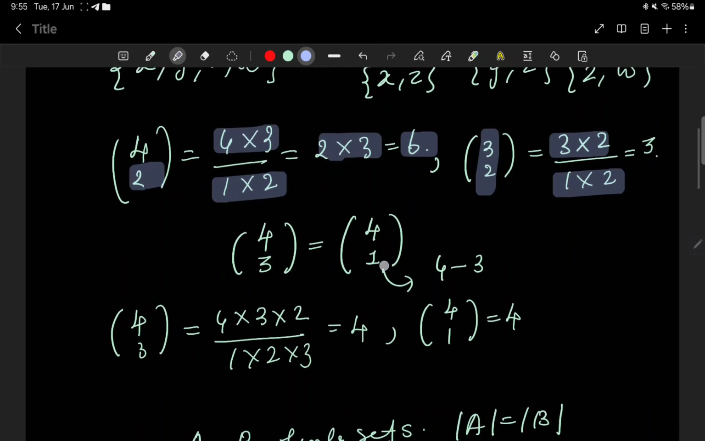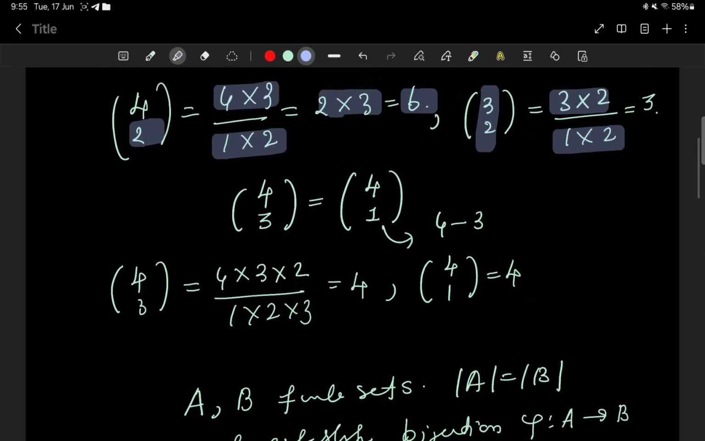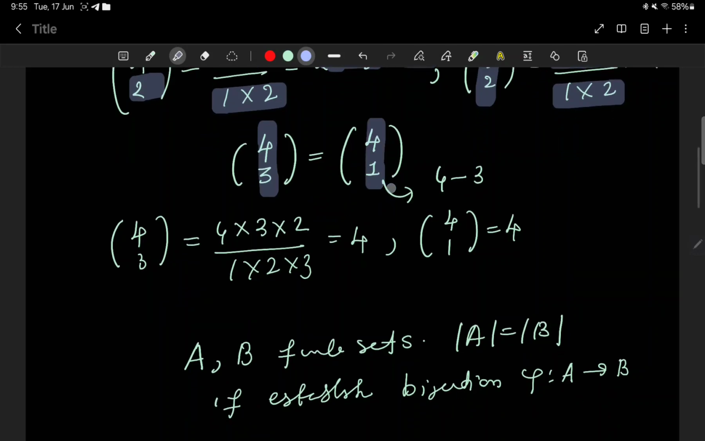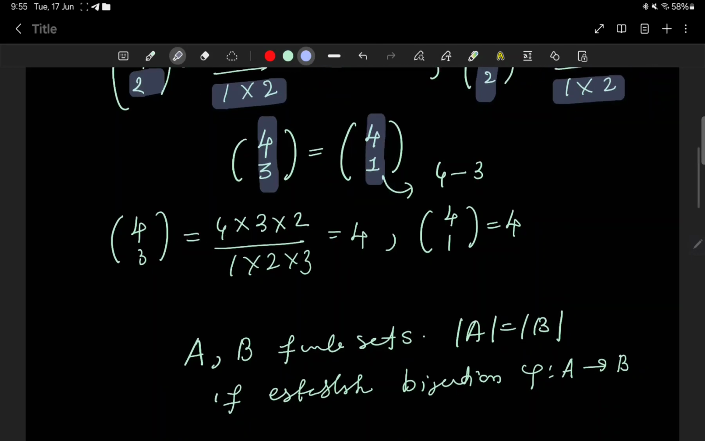So now let us look at whether the theorem is true or not. The theorem tells you that 4C3 is equal to 4C(4 minus 3), that is 4C1. Let us calculate both. 4C3 means you go backward in the numerator 3 times and go forward by 3 times, so you get 4. So 4C3 is 4, and 4C1 is 4 because there are only 4 ways to select one element from a 4-element set, right?